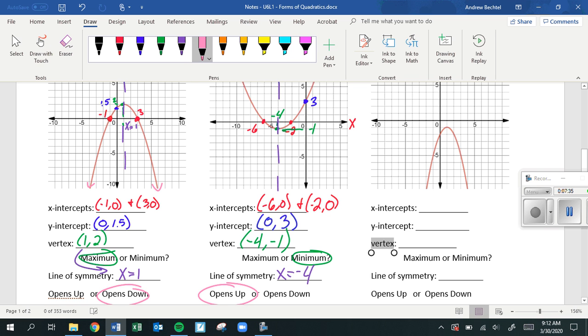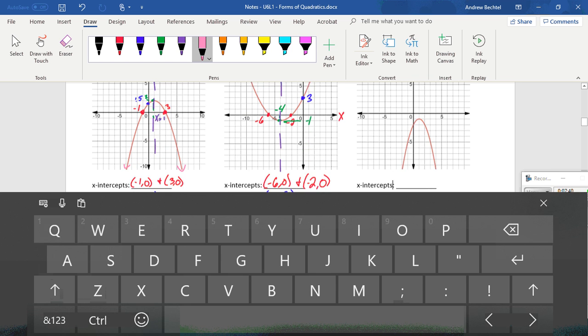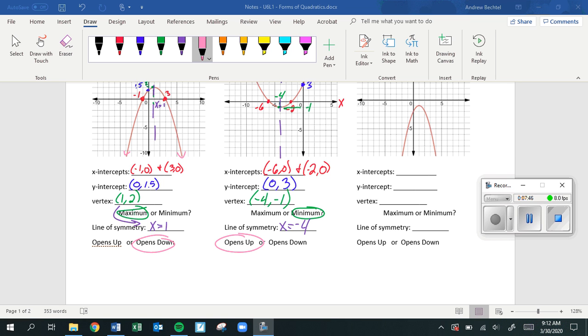Why don't you all try number 3 on your own? Try to find those key features. Be careful with those x-intercepts. I will warn you, the x-intercepts here are a little bit tricky. In the next video, I will show you the different forms and identify the key features that they each show.